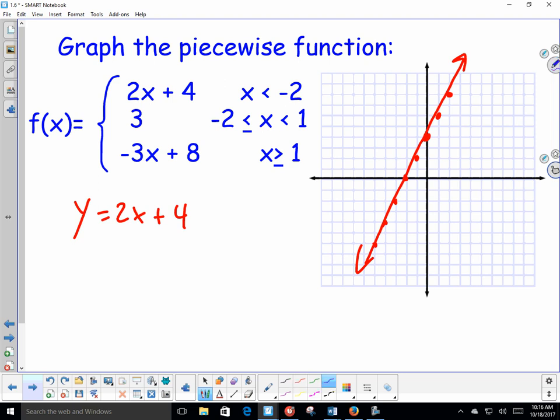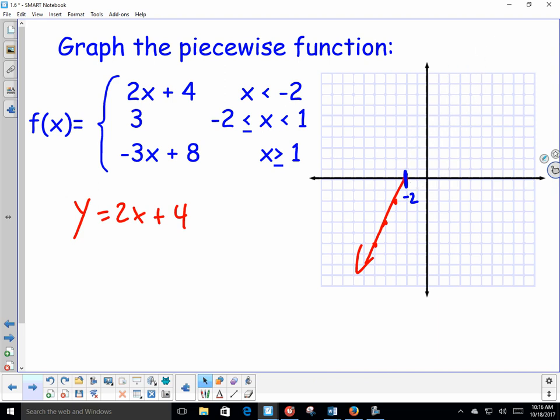X is less than... I want to keep the part for x values less than -2. So you look on your x-axis, find -2, and we want to keep all of the points that I plotted if the x-coordinate is less than -2, which means I want to erase all of this.